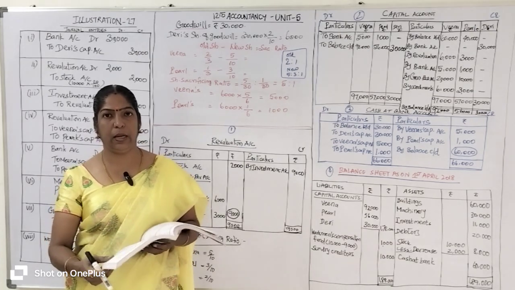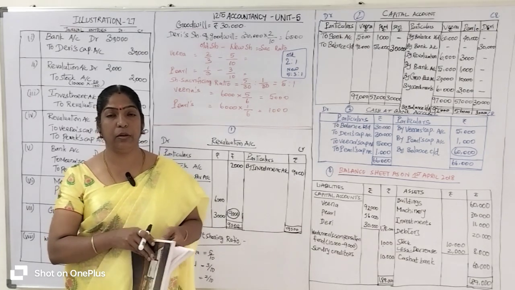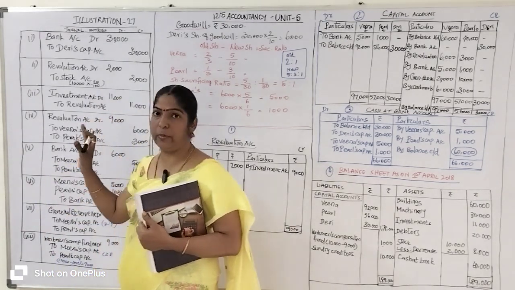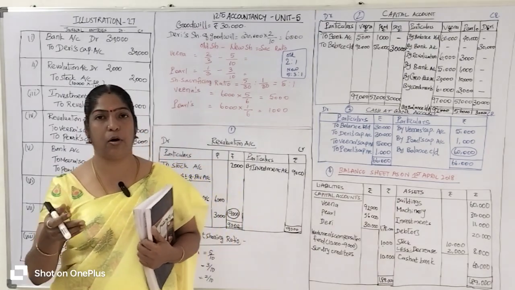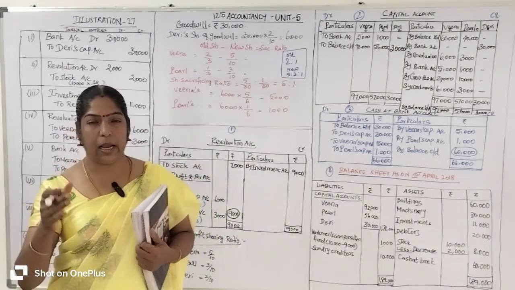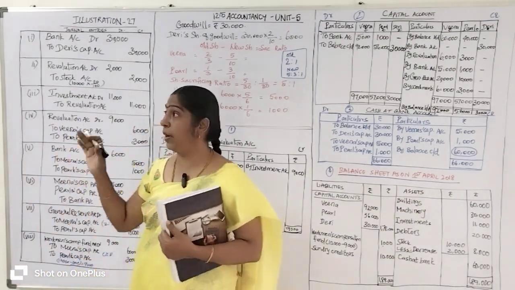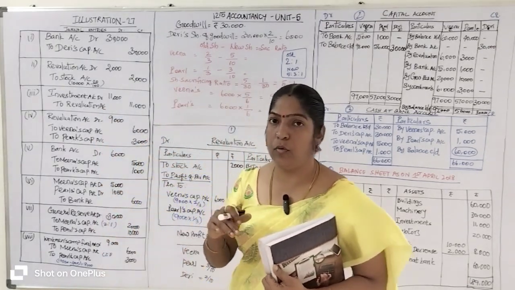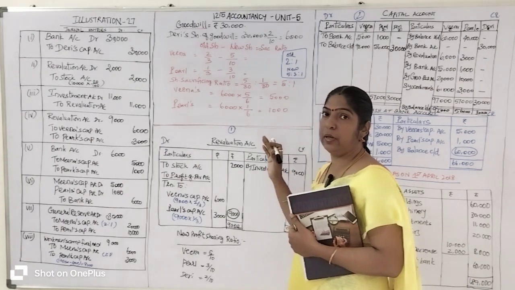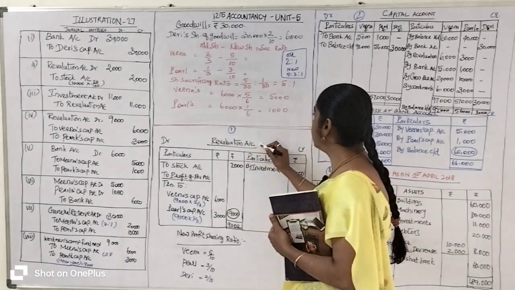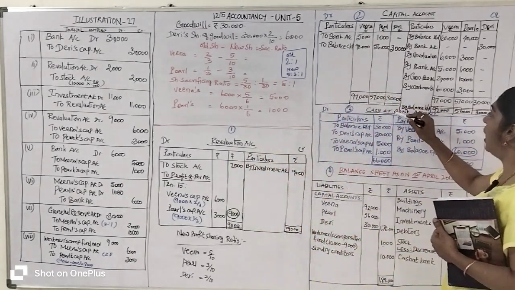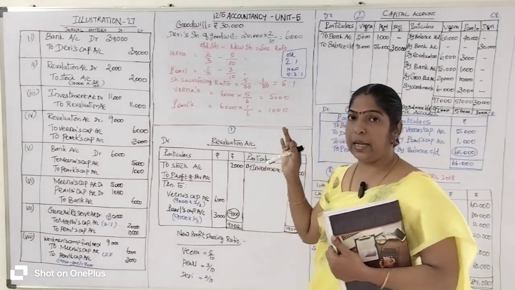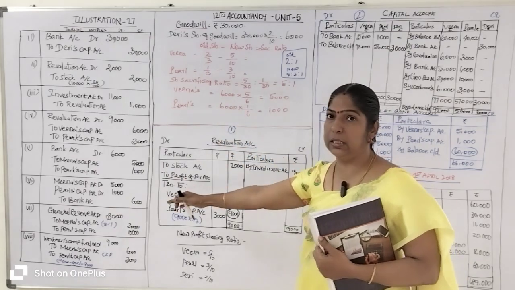Listen carefully. From the given information, first we need to pass the journal entries, from the adjustments and from within the box in the question. After passing the journal entries, from the journal entries we need to prepare the ledger accounts. What are the accounts we are going to prepare as ledger accounts? Revaluation account, capital account and cash account. Three accounts we need to prepare as ledger accounts from the journal.